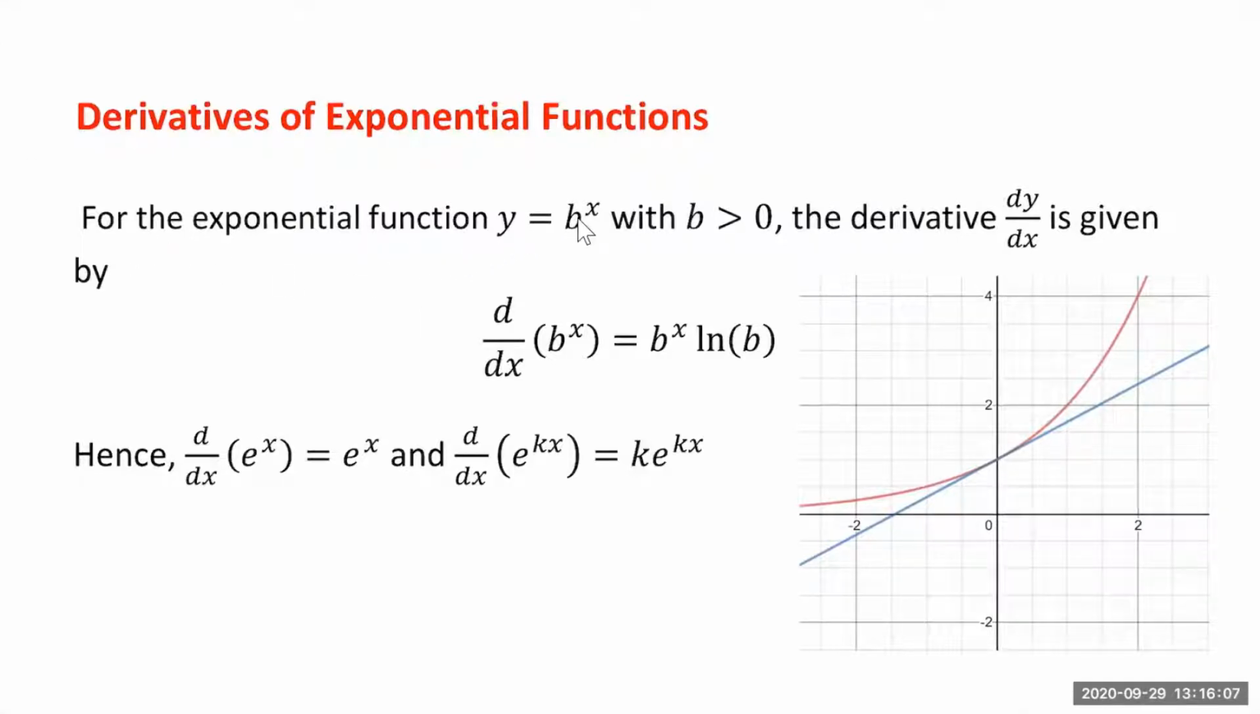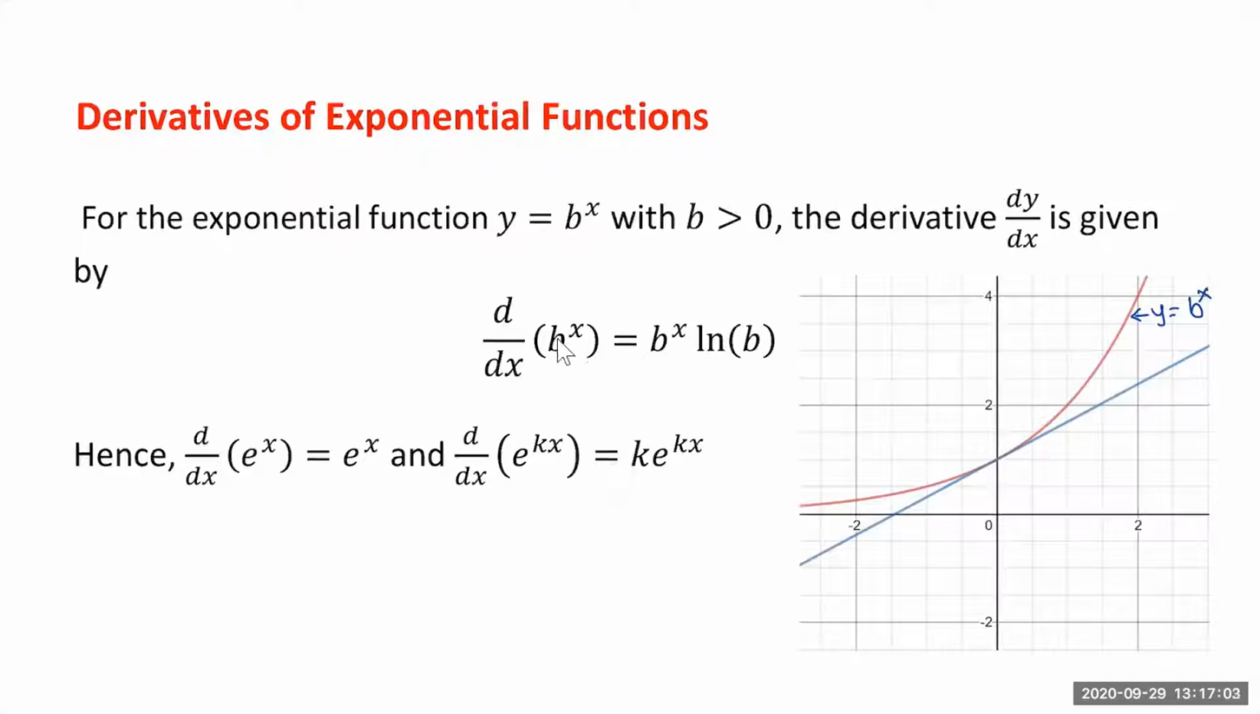So here, for the exponential function y equal to b raised to x, that is the exponential function. For this function, y equal to b to the x, when b is positive, you know that for the exponential function, the base must be positive. Then the derivative dy over dx is equal to b raised to x multiplied by the natural log of b. So the derivative of b to the x will be b to the x multiplied by the natural log of b. This is the general formula that we need to remember.